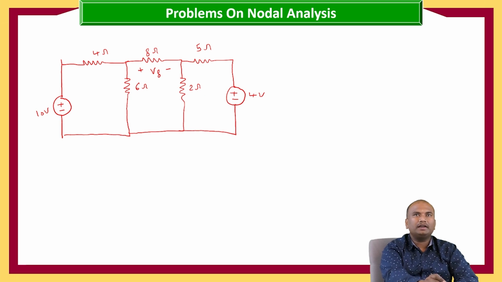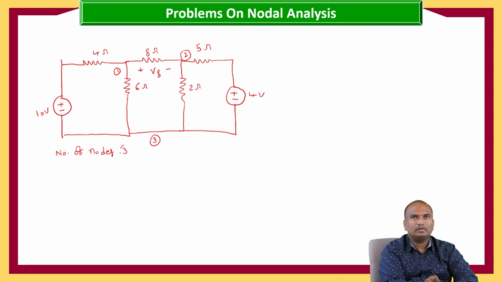A node is nothing but an interconnection point of more than 2 elements. This is node 1, this is node 2, this is node 3. Here the number of nodes is 3.